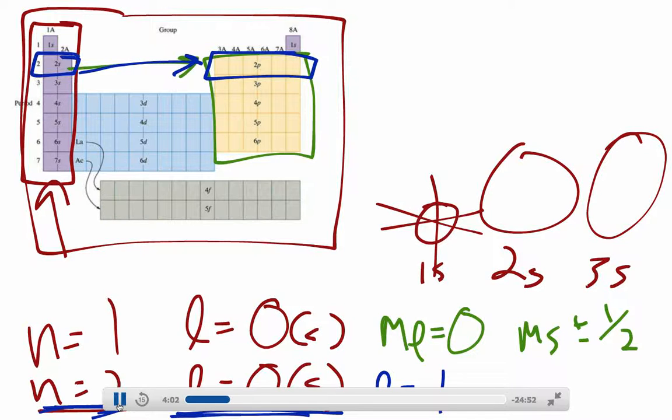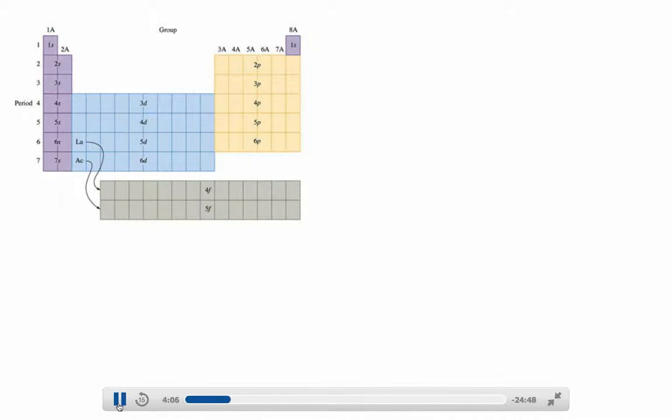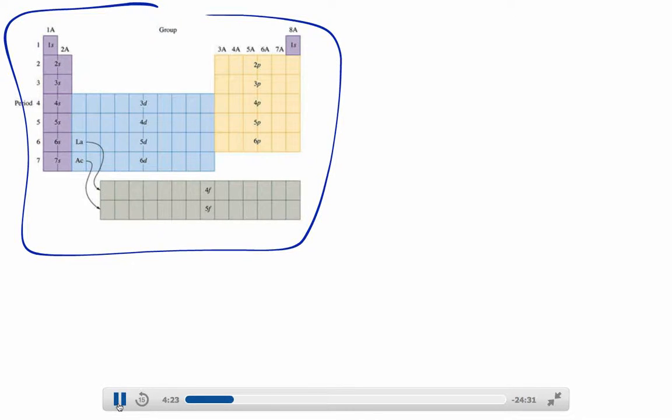Because again, remember, L can be anything up to n minus 1. Okay, we don't need to review much more of that. Now we just want to look at writing out either those quantum number sets, or better yet, what we're going to call orbital filling diagrams, that show where those electrons go basically in this setup, so what they look like.